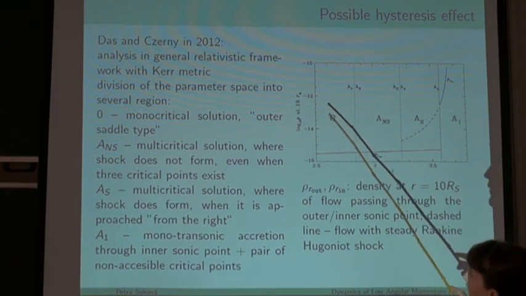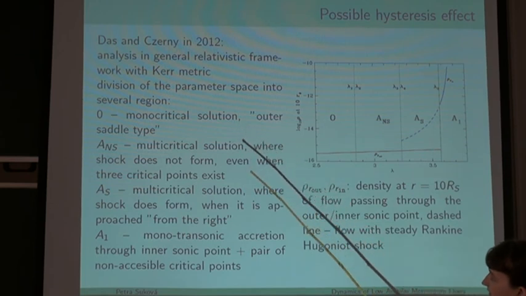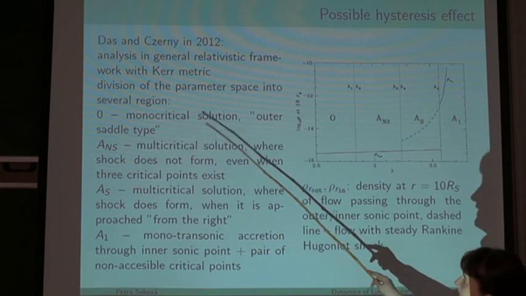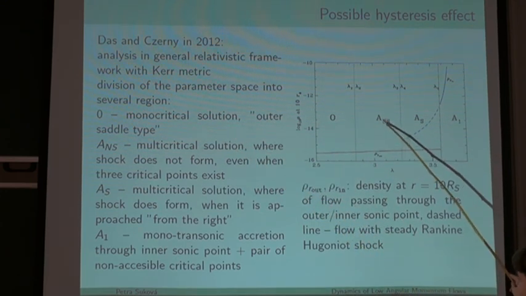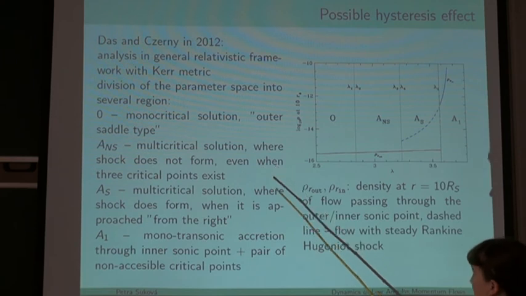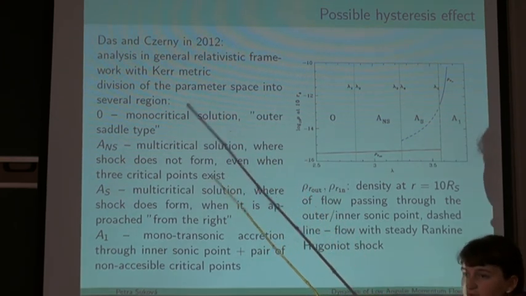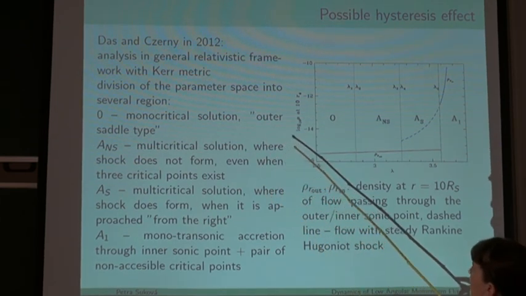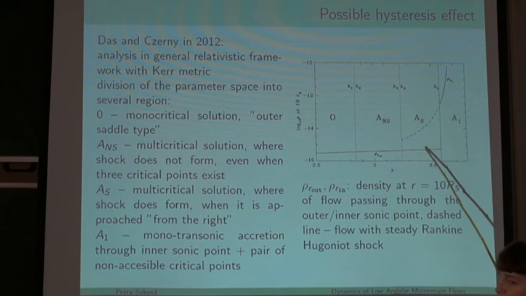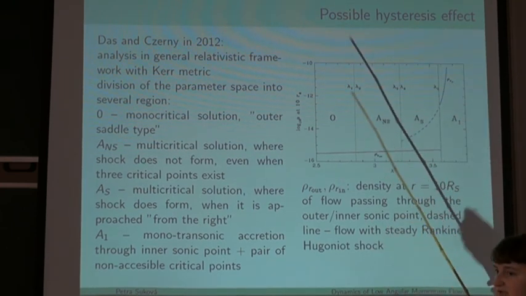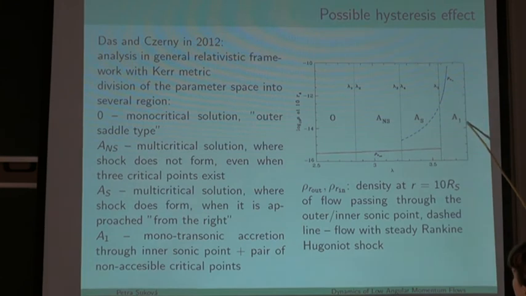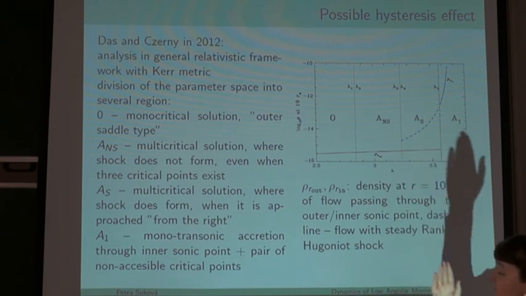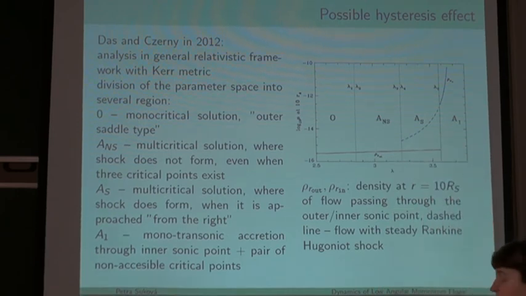Now we can have several intervals of angular momentum. So at the O region, it means that there is only one sonic point, and we call the outer saddle type of this sonic point. In the I and S regions, we have three critical points, but the shock cannot form because the Rankine-Hugoniot condition is not satisfied anywhere. In AS, we can have both the solution without shock and the solution with shock. And in the region A1, we can have only the accretion which is going through the inner sonic point.